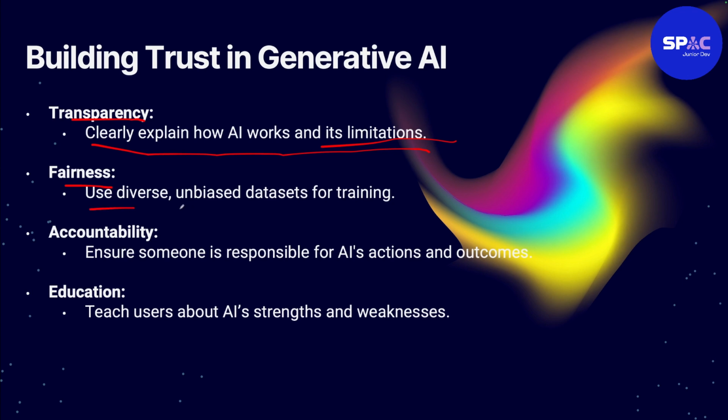Fairness. Use diverse, unbiased data sets. When you are training your AI, use data that has representation from all genders, races, and cultures. Make sure that you are very inclusive in how you gather your data, so that your AI will be fair. Accountability. Ensure someone is responsible for your AI outcomes, right? So you have to make sure of that. Okay.